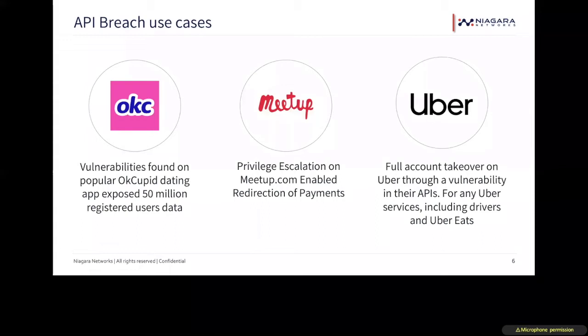So these are the examples. The two on the left are from last month. Uber was a year ago, but these examples give a feeling of how API breaches can affect us all. Next slide.